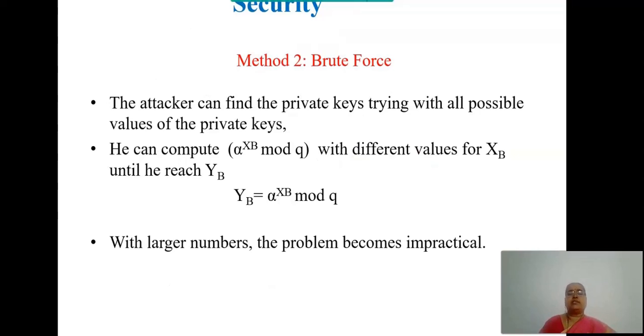Similarly, the other method is the brute force attack method. Here also, he can try different values of xb to arrive at the value yb. But again, if the prime number q is a large one, then xb ranges from 1 to q minus 1. Here again, it is very difficult to find the value of xb.